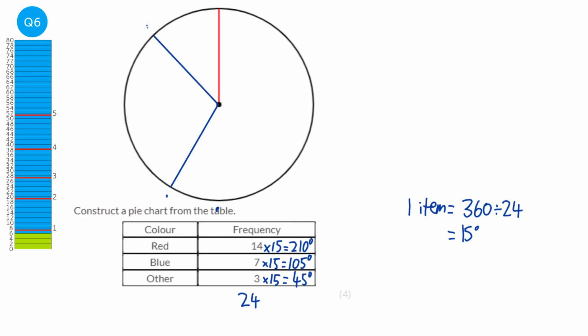And then we're just going to check the last angle, and so if I put my protractor on it, it is 45 degrees. Perfect. Now, an important step to not miss is you need to label them. And so the first one is red, the second one is blue, and then the final one is other.